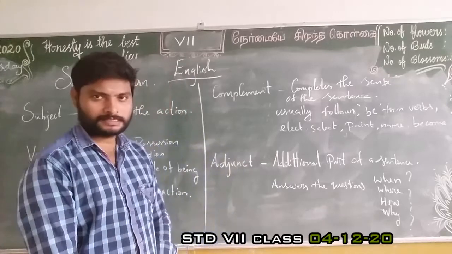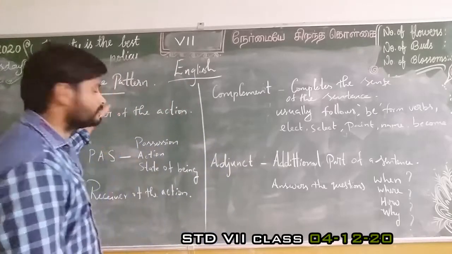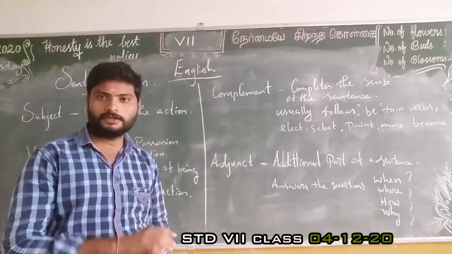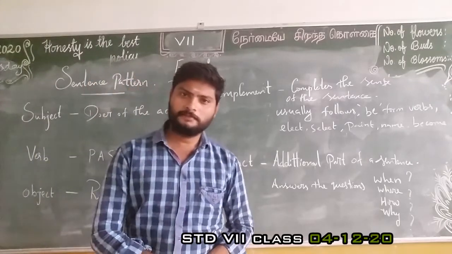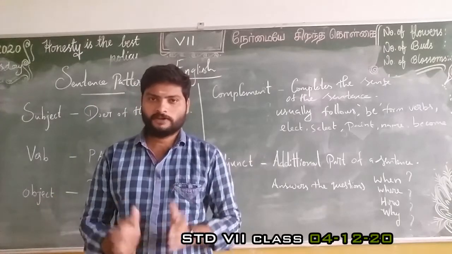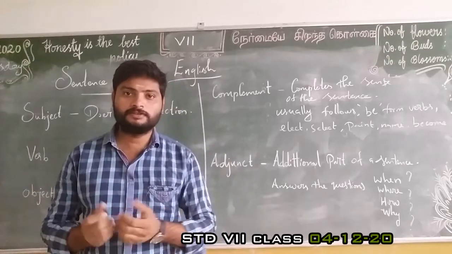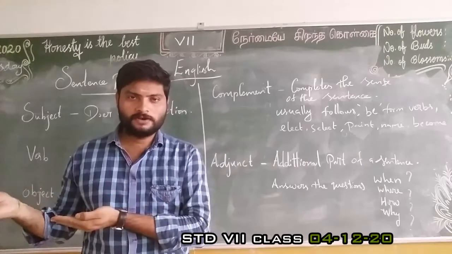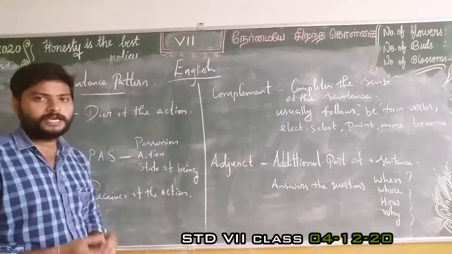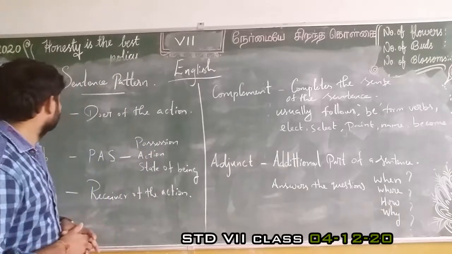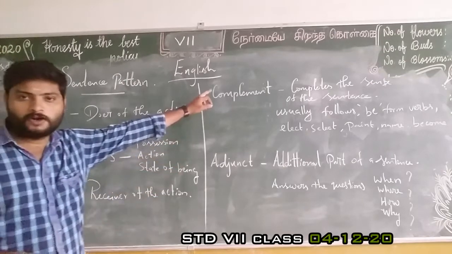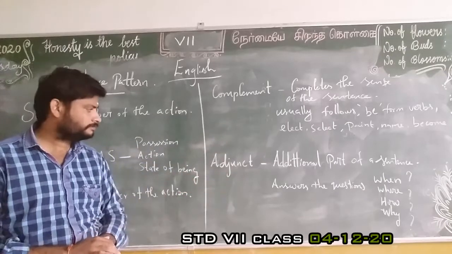So, in our last class, we started sentence pattern. What is sentence pattern? I gave the definition in the last class itself. Sentence pattern is nothing but the classification of words in a sentence based on their function. We are dividing or separating the words based on their function. In sentence pattern we have 5 basic components: subject, verb, object, complement and adjunct.